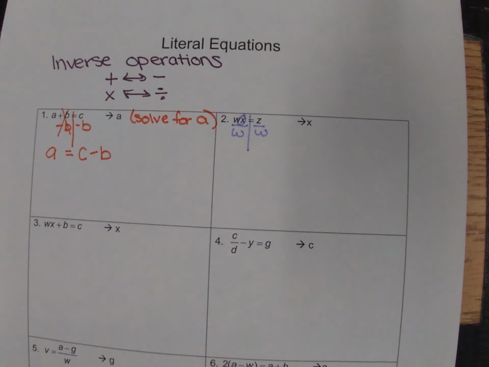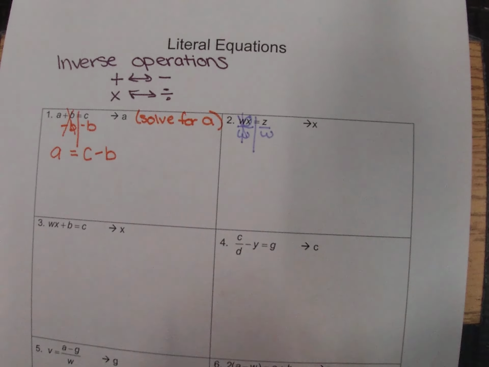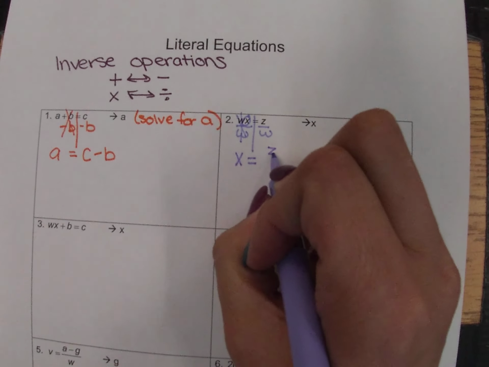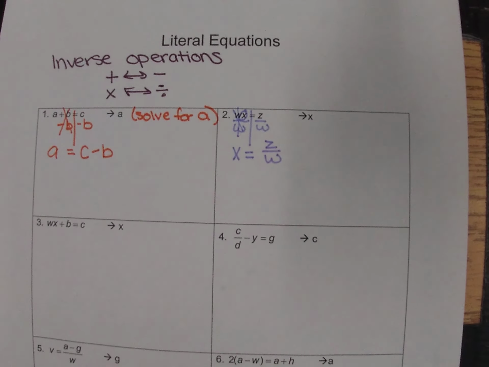And again, whatever I do on one side of the equal sign, I have to do on the other. So my w's cancel out. I am left with an x on the left-hand side, and I just have z divided by w on the right-hand side. I can't do anything with z divided by w, so I just leave my answer there, and that is my final answer.